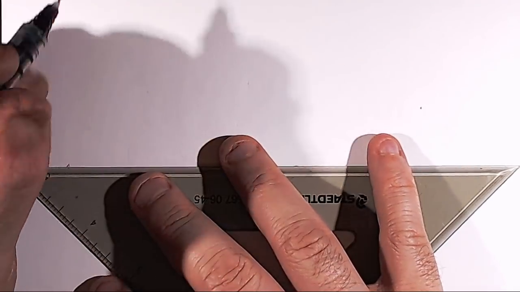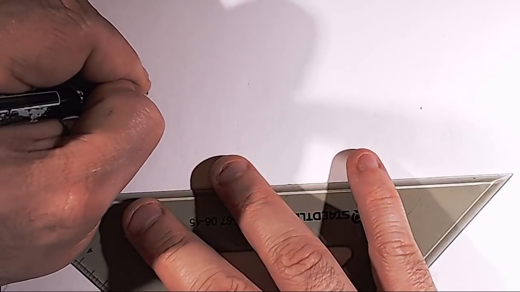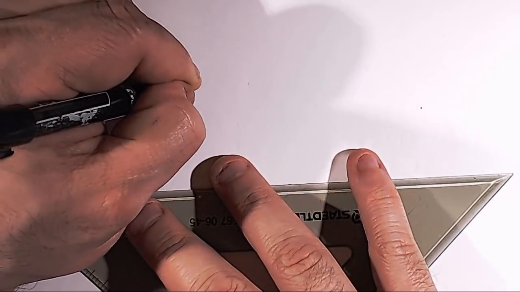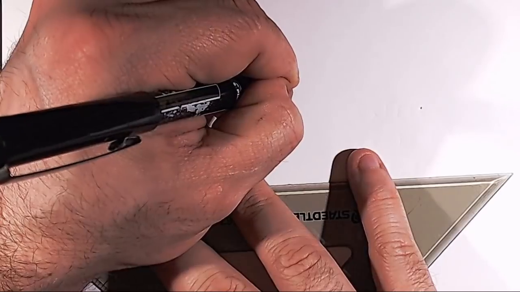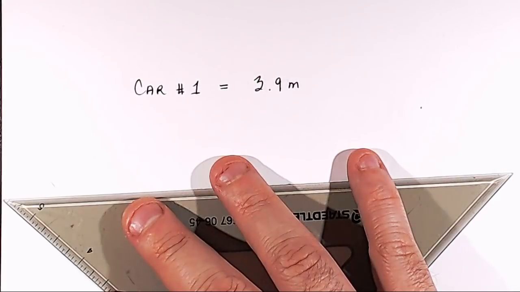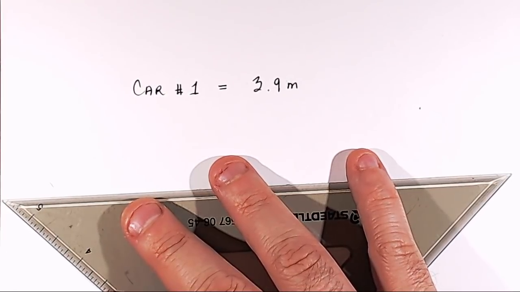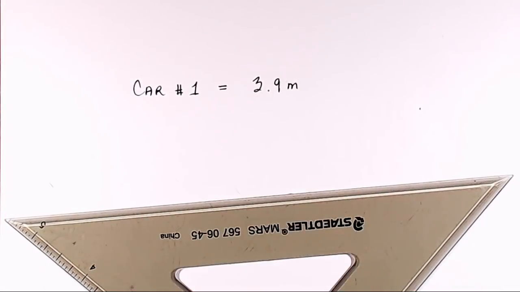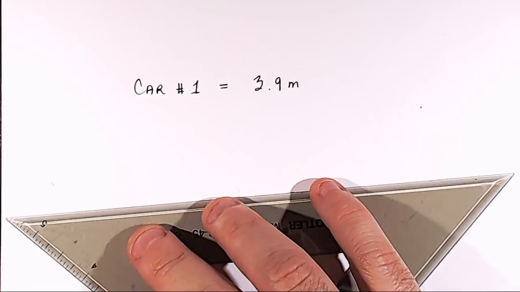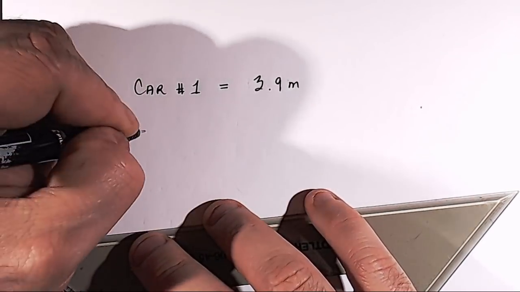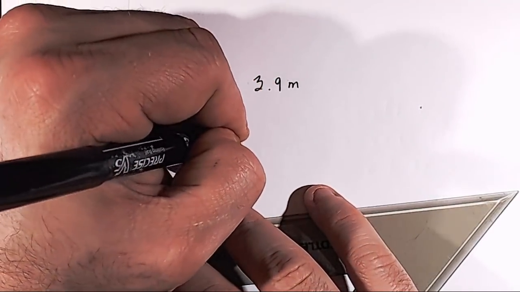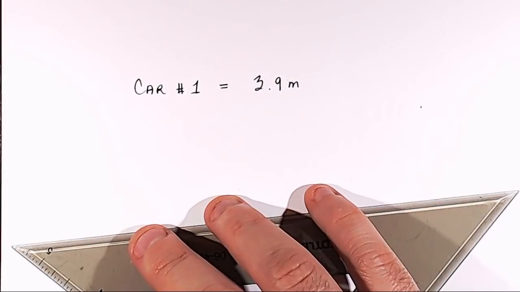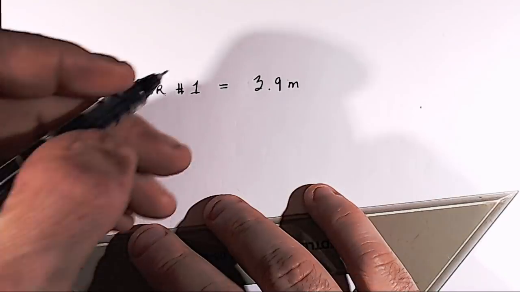Okay. So we got car number 1 is 3.9 meters in length. And it says here the other is 6% shorter. So what does that mean? Here's how we work this. We're going to use our existing formula. So I want to know what the other car length is. Instead of increasing by some percent, we're going to decrease by some percent.